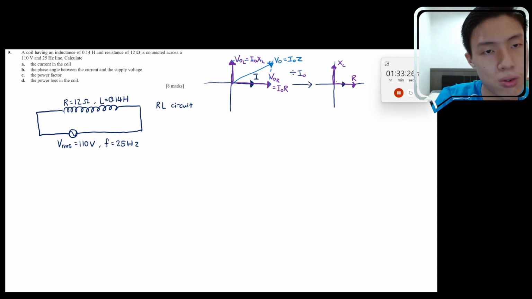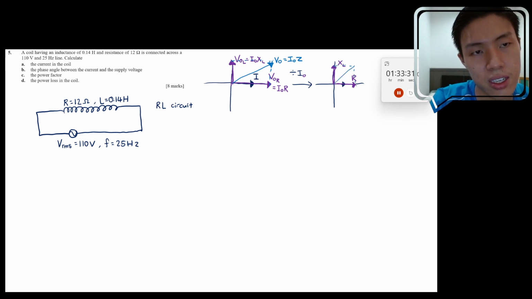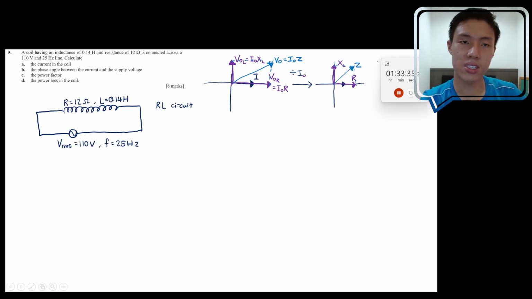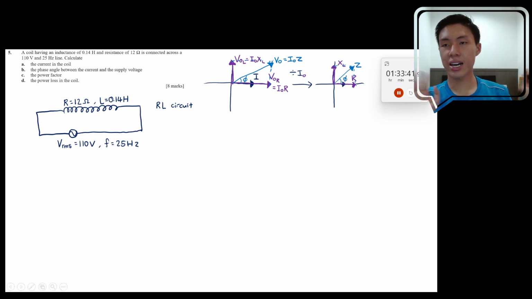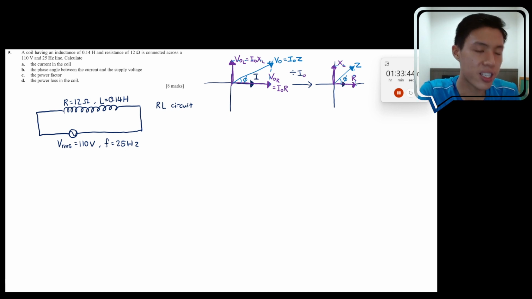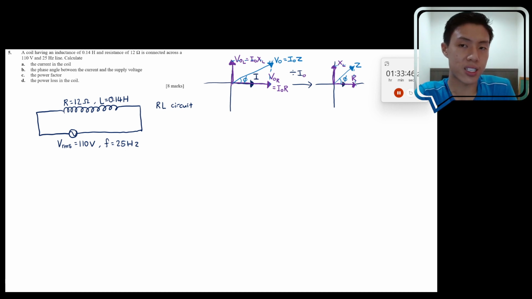Okay, so from here you know that if you combine the inductive reactance and the resistance together, the combined value over here is called impedance. Then the angle over here is usually called phi, the phase angle. That's the idea. Usually I sketch a phasor diagram before I start to do the question. So let's look at the question.